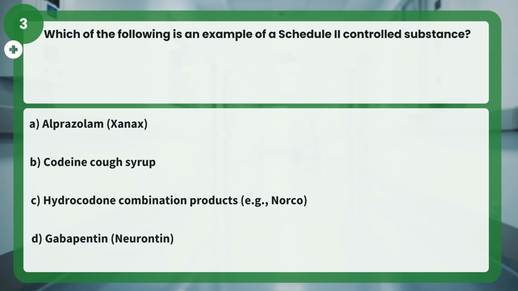Question 3. Which of the following is an example of a Schedule II controlled substance? A. Alprazolam, Xanax. B. Codeine cough syrup. C. Hydrocodone combination products, e.g., Norco. D. Gabapentin, Neurontin.